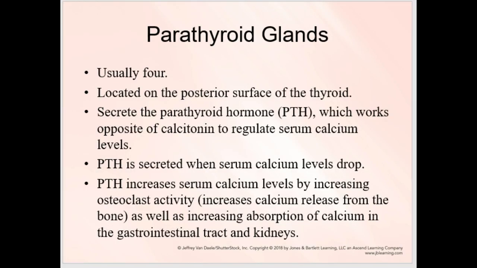Parathyroid glands are 4 little glands on the back of the thyroid which release parathyroid hormone. This will release calcium from the bones into the blood. It will increase, we didn't really get into osteoclast activity, but osteoclasts basically just break down the bone, releasing calcium into the bloodstream, and will also increase absorption of calcium from the GI tract. So it's trying to increase serum levels of calcium.